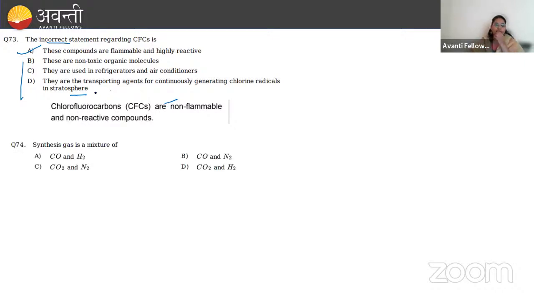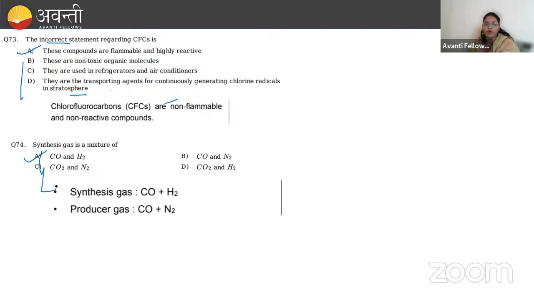Next question. Synthesis gas is a mixture of. So yesterday only we talked about hydrogen, and the synthesis gas. A, B, C, D. Simple question. Yeah, can you tell me the answer? Which is the synthesis gas here? Yes, very good. So answer A is the correct answer. CO and H2 is the synthesis gas, or you can also call it water gas. Which one is a producer gas?